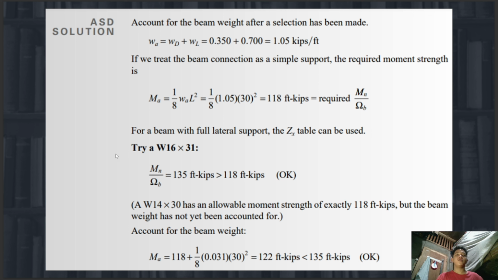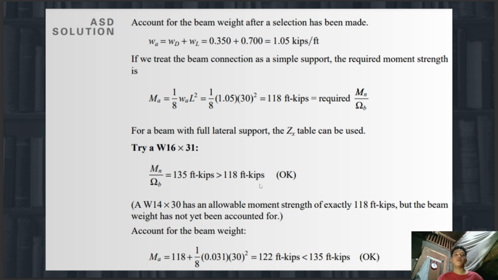So, mag-try ta og W16 times 31. So, natay makuha nga Mn over omega nga 135, in which mas dako siya sa nakuha nga required moment strength. So, di ba again dapat mas dako ito makuha nga bagong values kaysa required. So, okay ni siya. Then, W14 times 30 has an allowable moment strength of exactly 118 feet kips, but the beam weight has not been yet accounted for.